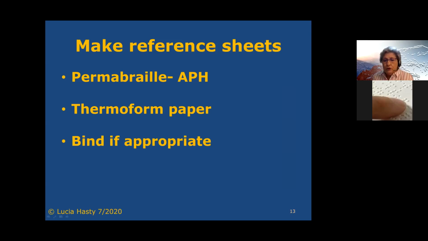You can do those reference sheets on permabraille, which is sort of like thermoform paper. And you can put it in your Braille writer. You can use it with a slate and stylus. You cannot run it through an embosser. It will jam it. It won't go through a regular embosser. You could do it on thermoform paper and bind it if it's appropriate so that the student always has those reference sheets.